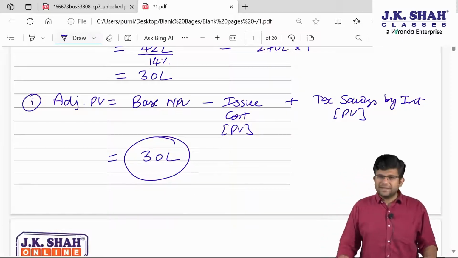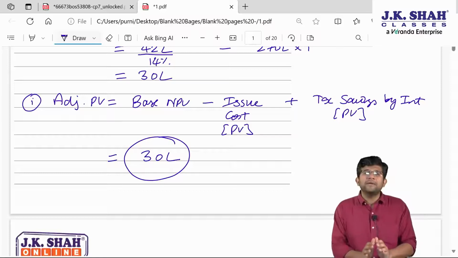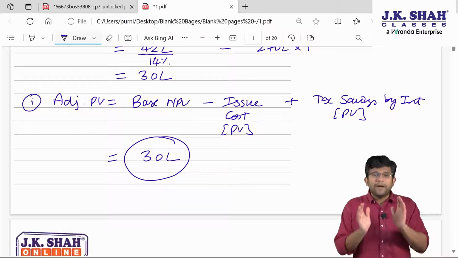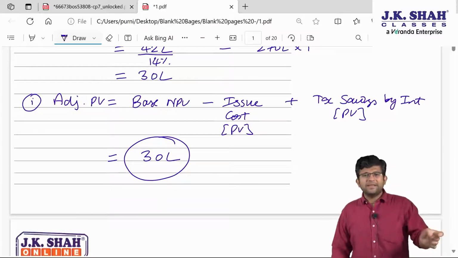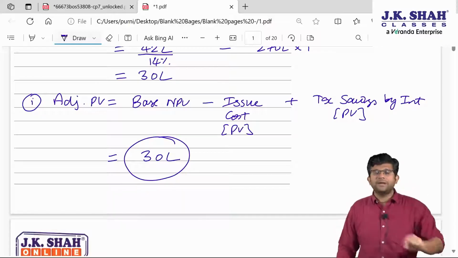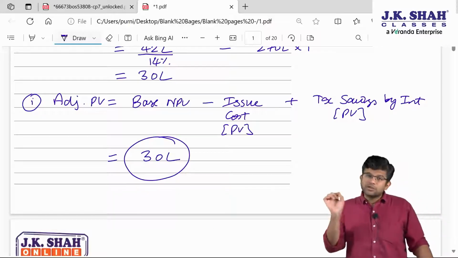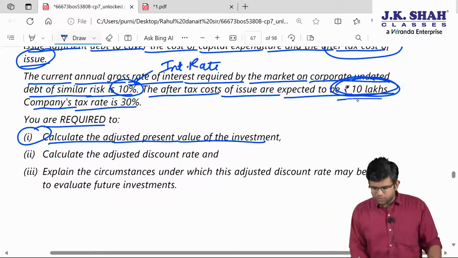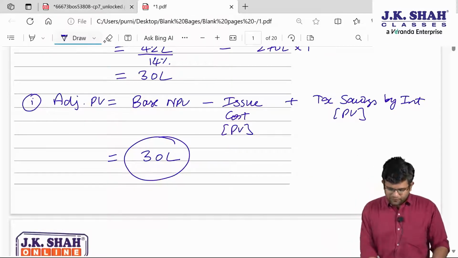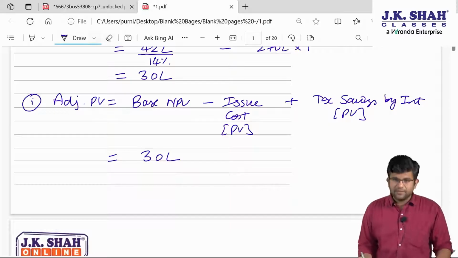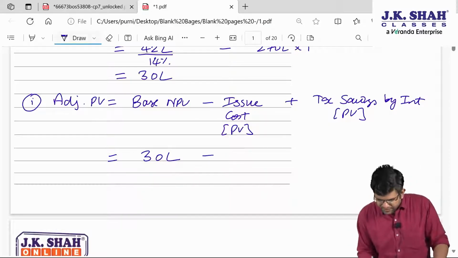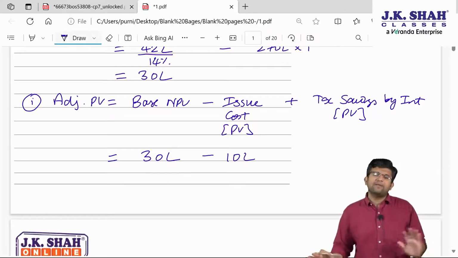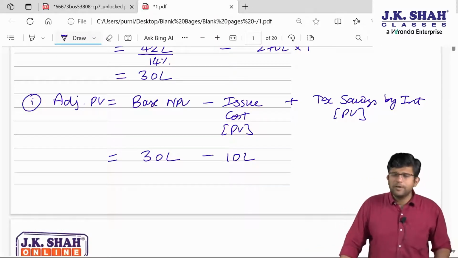and therefore do you realize that this 30 lakh, which is the NPV which you have earned by all equity financing, will further reduce if you raise money through debt because of the cost of issue of debentures, the flotation cost, the initial cost, which turn out to be 10 lakhs. So therefore your base NPV, which was 30 lakhs, will get reduced by 10 lakhs. Everyone clear till here? Moving on.